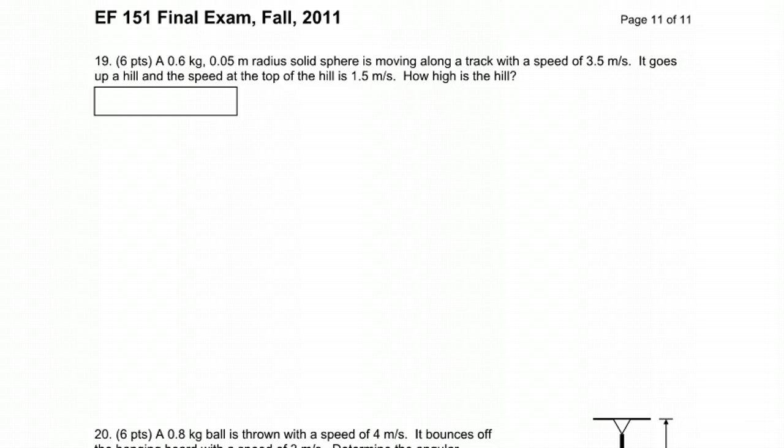Number 19, Fall 2011 final exam. We're almost there. Two more problems. This one, we're given information about a solid sphere moving along a track. It goes up a hill and we're given the speed at the top of the hill. We want to determine the height of the hill.